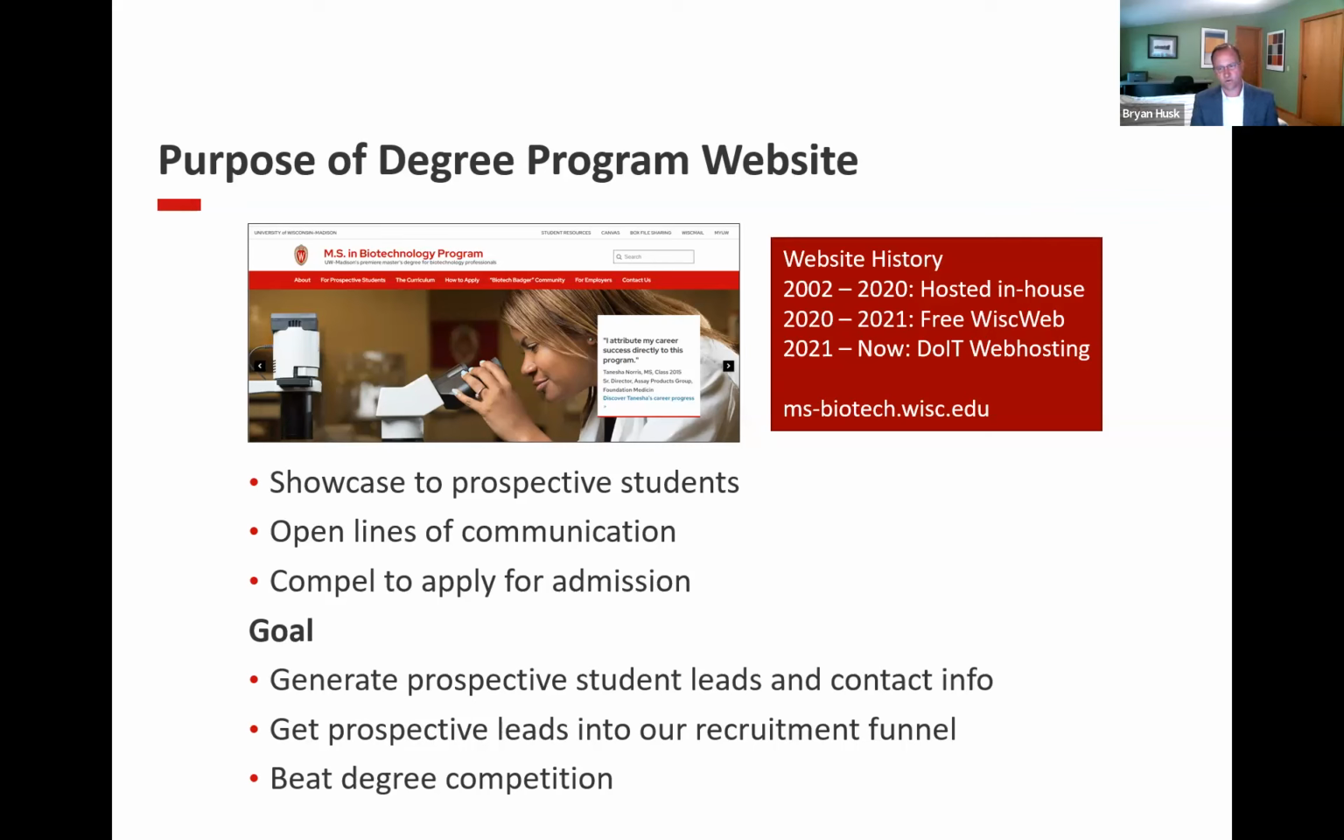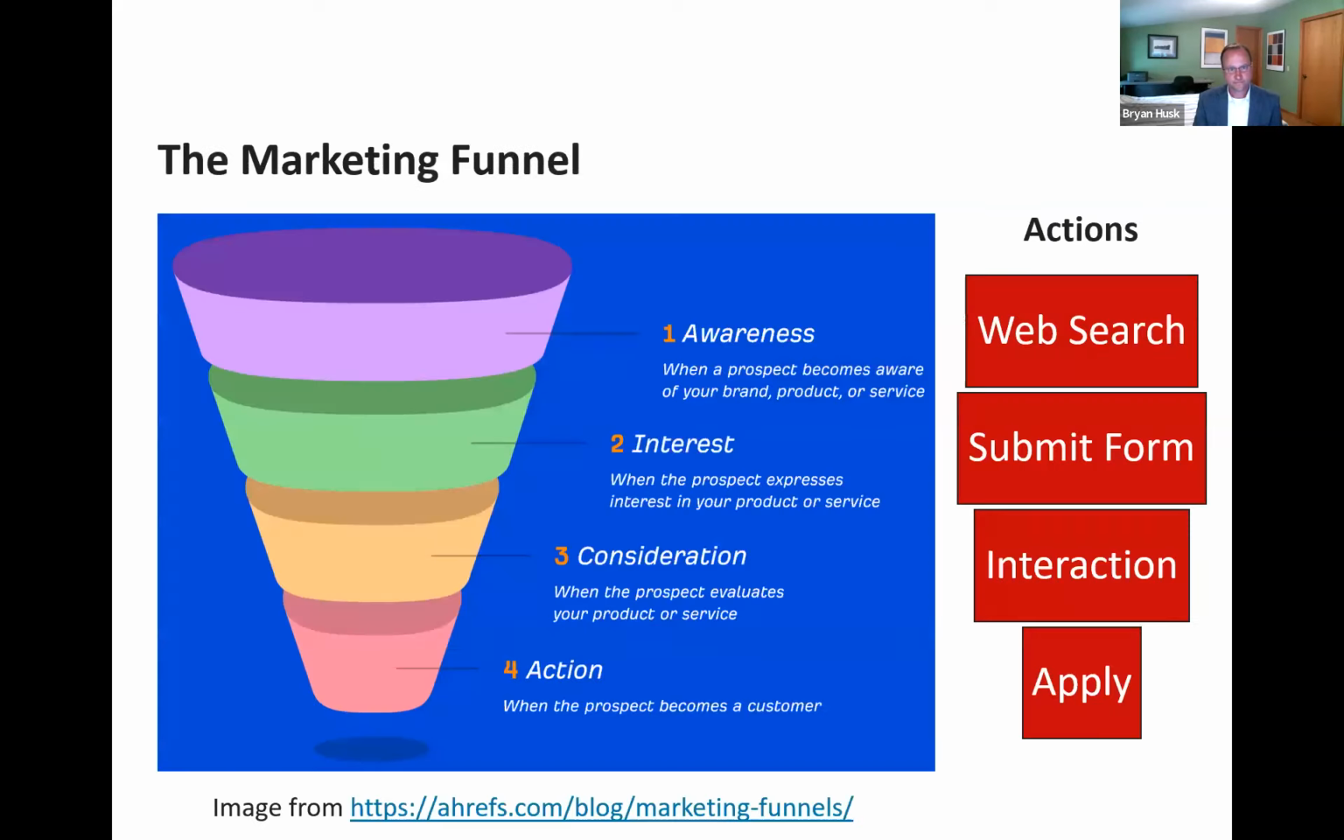Again, the goals of our website: our program lives on its revenue. If we don't have students applying, we don't have any funding for our program. So our website is really mission critical in generating leads and contacts that we can then work on and connect with, moving towards admission. And we face a lot of degree competition, not just in person or regionally, but online and elsewhere across the country. So it's become a very important tool to our business.